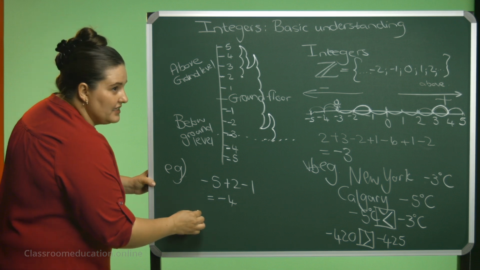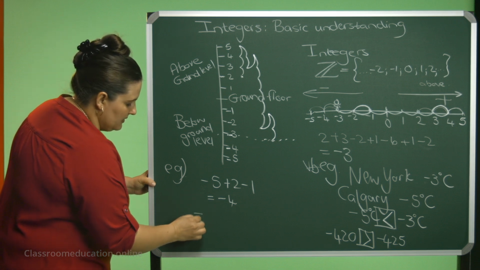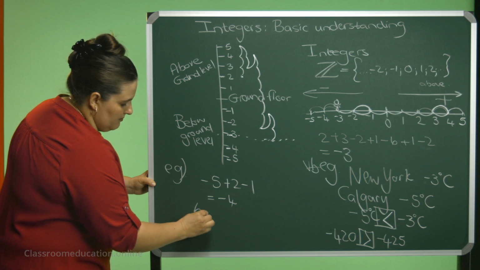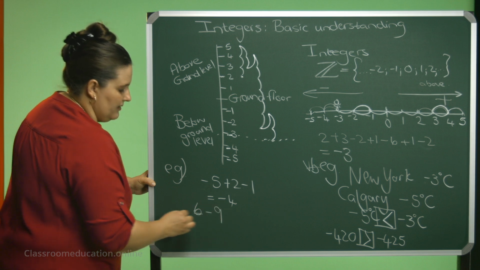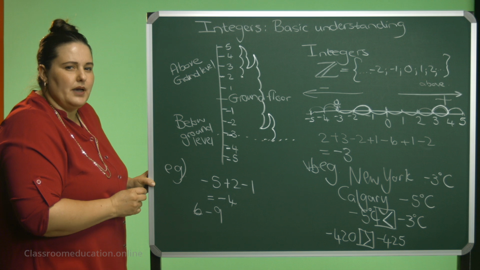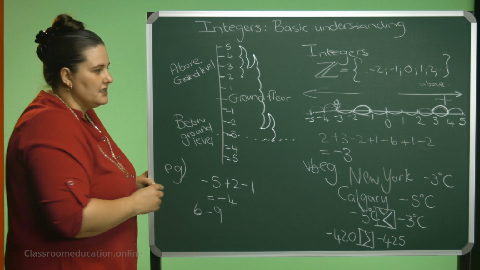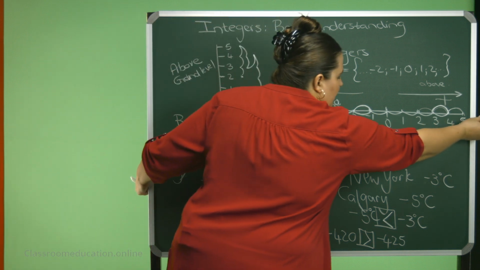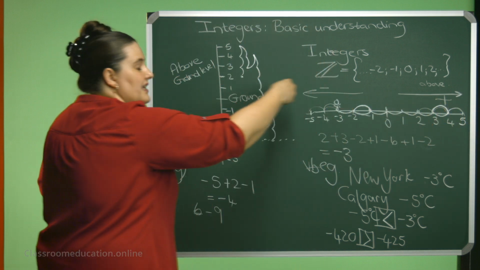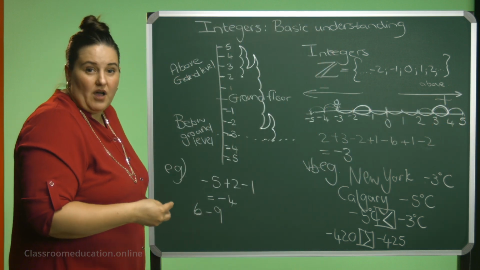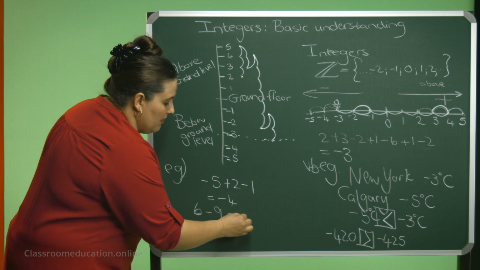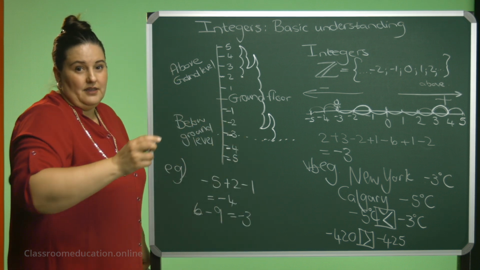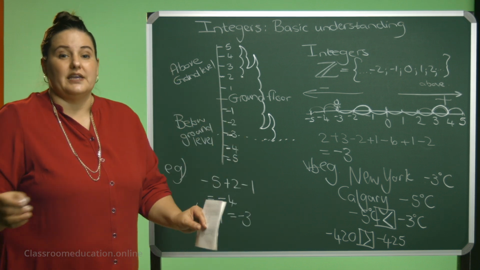Okay, and this one, 6 minus 9. What's the answer of 6 minus 9? Start at the 6, it will be there. Minus 9, go 9 in the negative direction. What's your answer? Minus 3.